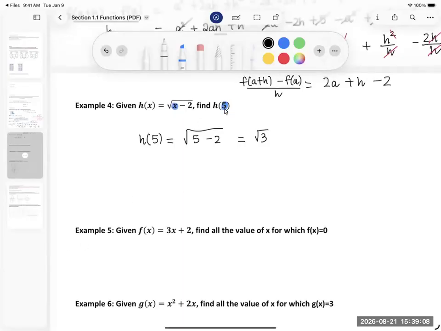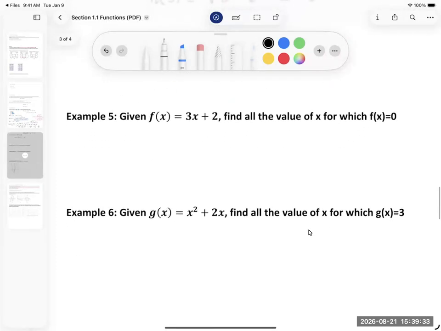Instead of the problem giving us the input, this time they actually don't give us the input. They want you to find all the values of x for which f of x equals 0. So it means they give you the output, the y value, and they're looking for the x value. So how are we going to do this problem?